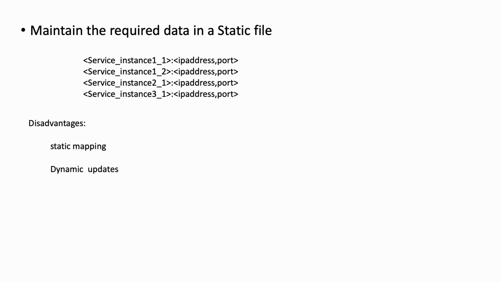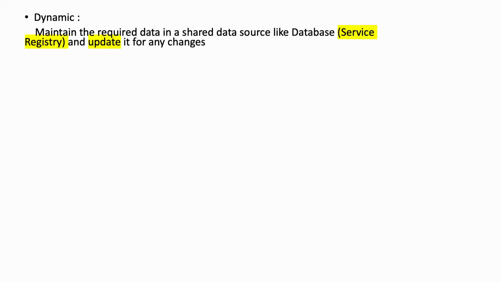So what is the other alternative that we have? Dynamically maintaining this file, or it can be a database which can be dynamically updated. Let us see that. Maintain the required data in a shared resource, or a database, or a file, whatever it can be, that can be updated dynamically. In this service discovery concept, this data source is called the service registry.